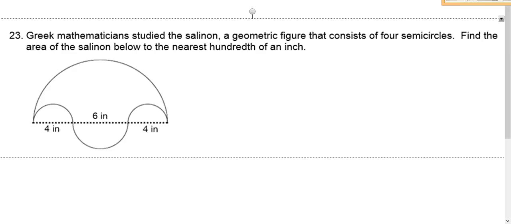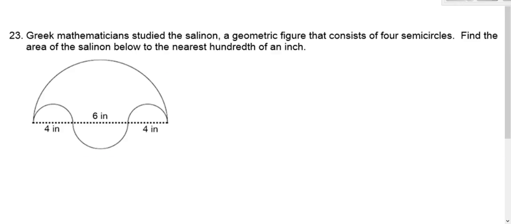So here we have this Salinon, which is 4 semicircles. We have a semicircle there, semicircle there, semicircle there, and then the big semicircle. So if you're to find the area, I would start by finding the big semicircle.